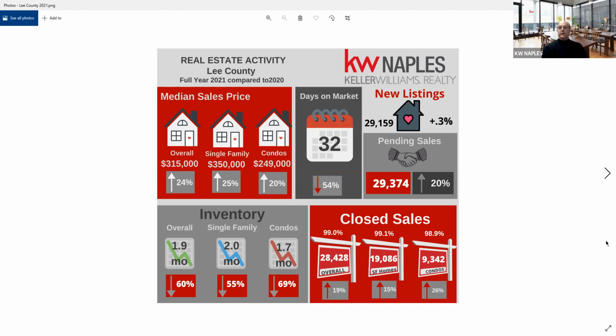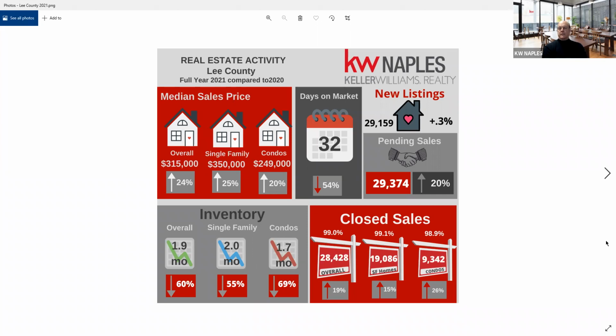Again, we put in a pretty much equal number of listings from the prior year, but took out 20% more in pendings. So again, the effect wasn't quite as strong as Collier, as you can take a look. You put 29,000 listings in and you took 29,000 listings out. So it was a little bit more balanced in terms of what went in the top versus what was sold. And again, the sales numbers reflect that, up 19%, up 15% for single family, and up 26%.